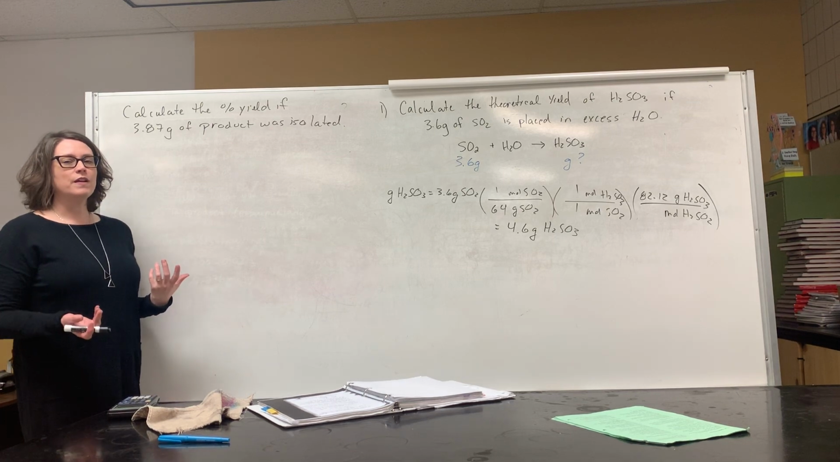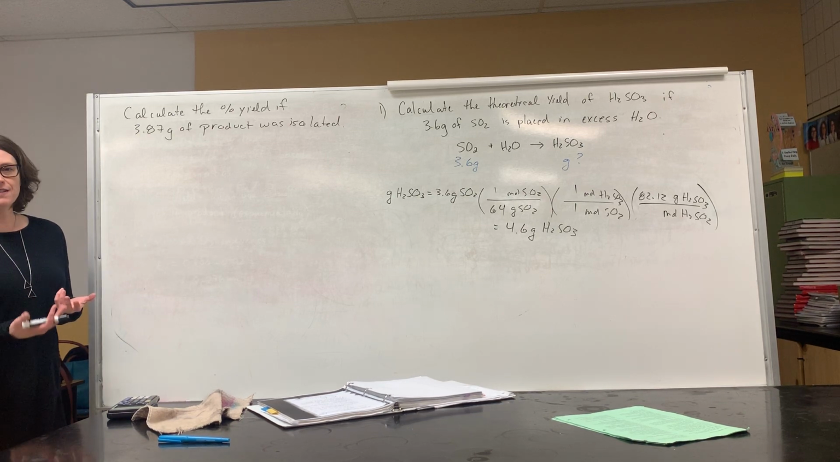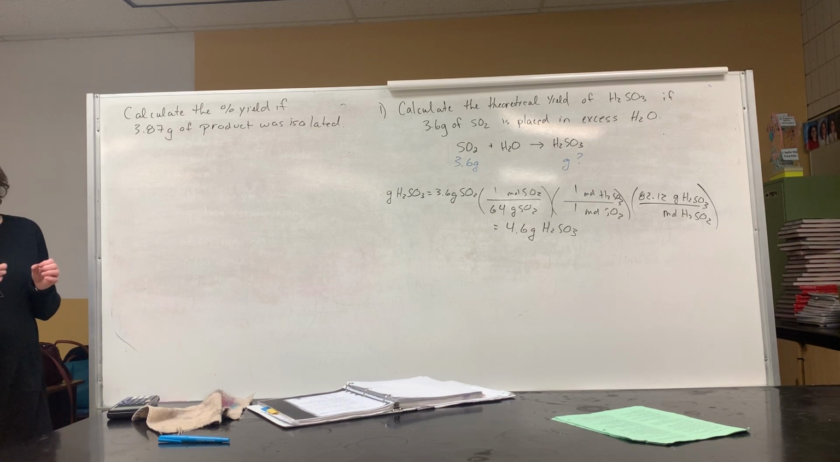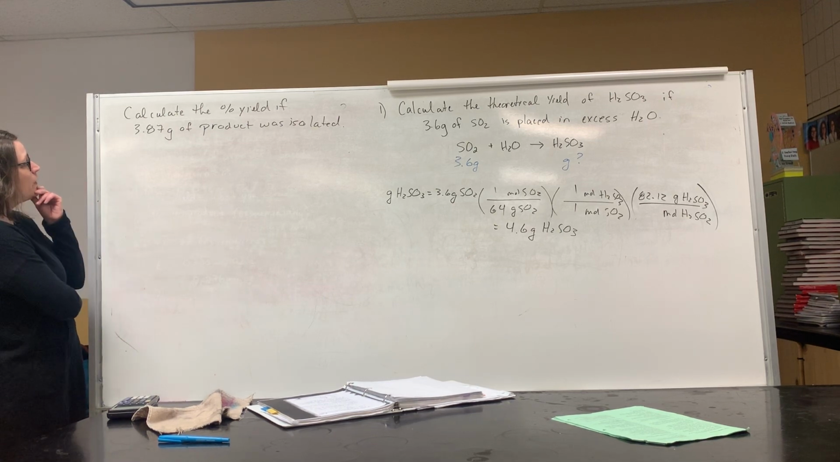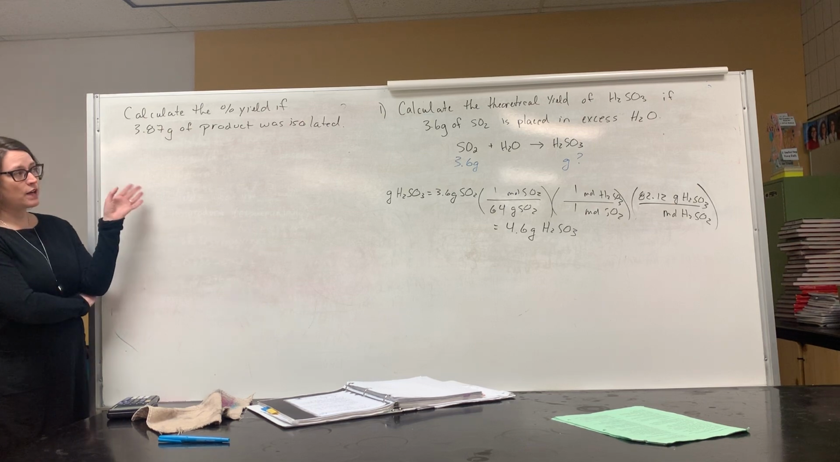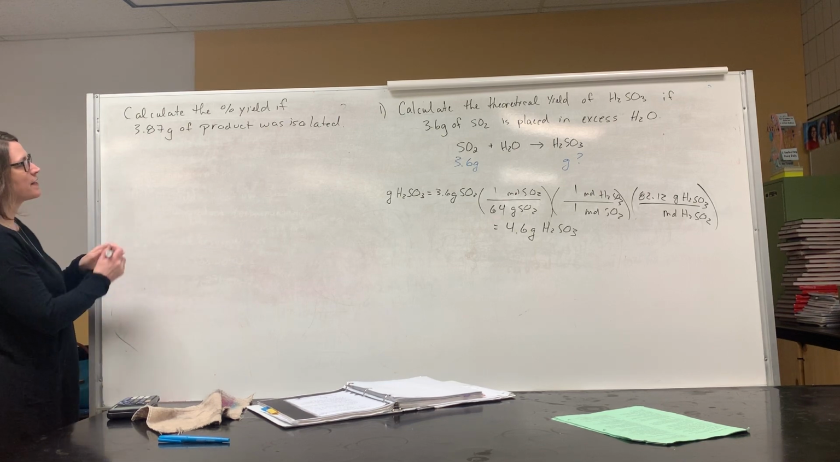That would be normal. It would almost be impossible to have a 100% yield, because as we've known through our lab work, I know we've only done a few, but there's always sources of error. There's no perfectly designed experiment, right? There's always places where error can creep in. So we know that 3.87 grams of product was actually weighed, was massed, was collected, but we expected 4.6.